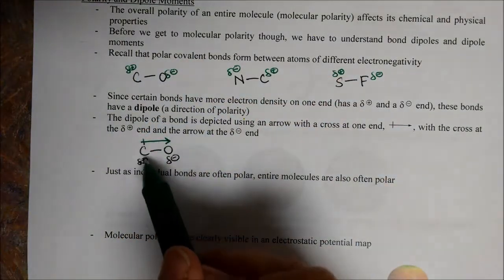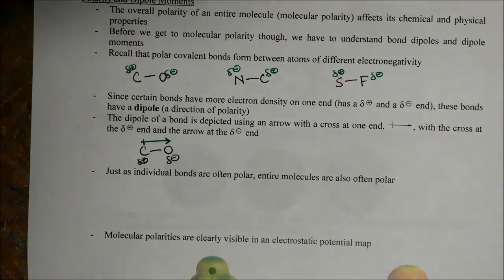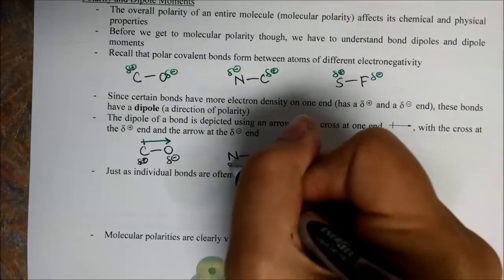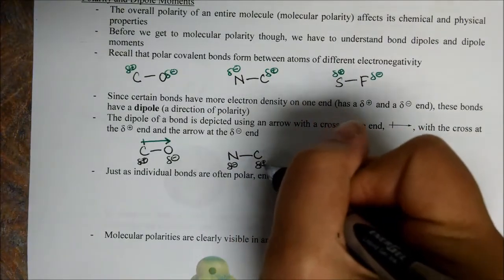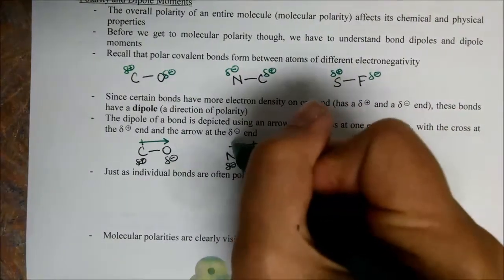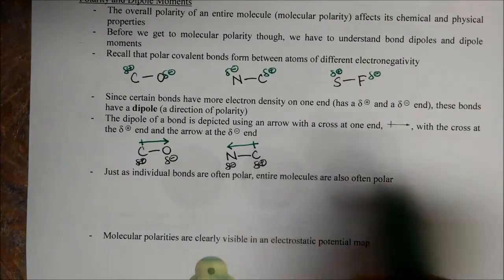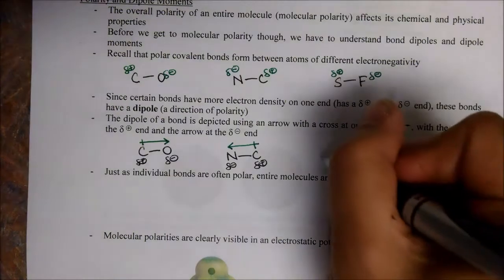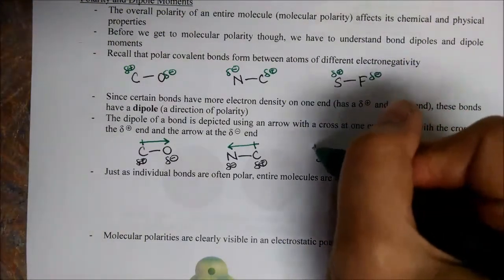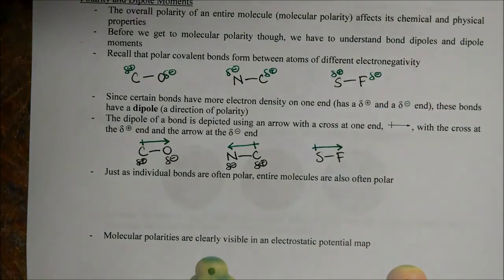Again, the cross is over the positive, and then it's pointing to where the electrons are more centralized or located. Okay, how about that NC bond? Again, here was the partial negative, and here was the partial positive part. So our arrow this time is going to be pointing towards the nitrogen. Again, the cross goes over the positive. And for that SF bond, again, fluorine's the most electronegative, so we draw our dipole arrow towards the fluorine.